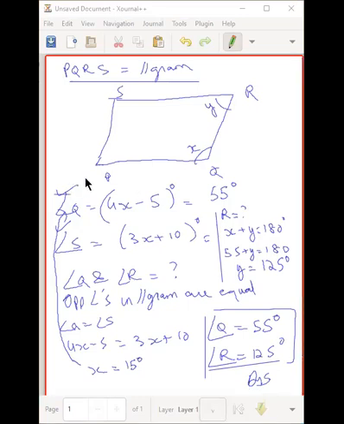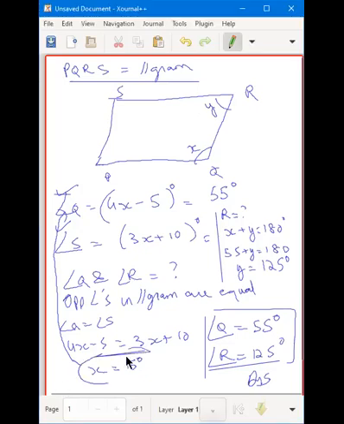Sir, how did we get 55 degrees? We got the value of x as 15 degrees. Replacing 15 degrees in this equation over here, 4 into 15 minus 5. What's 4 into 15? 60. 60 minus 5, 55. Okay sir, got it. This was similar to the one we did when we did the perimeters and the sides one, right? And the OA one.